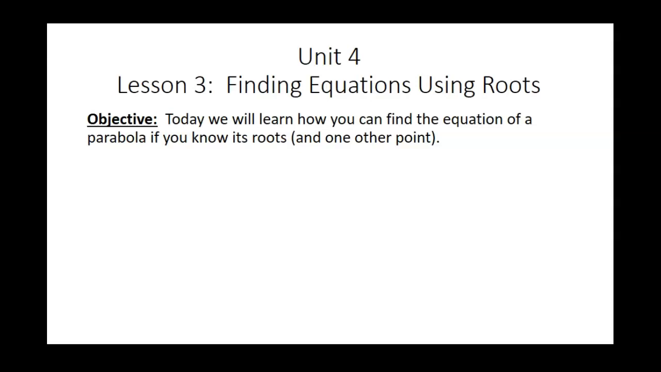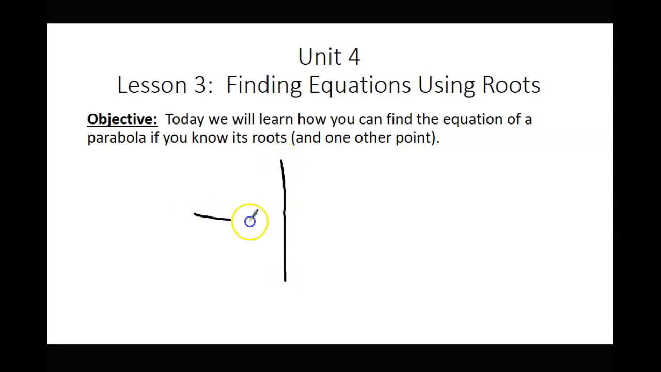So today, here's what we're going to do. You don't need to draw this, but I have a parabola, and it touches the x-axis here and here, and it looks like this. What's the equation of the parabola? And that's what you guys are going to do. You're going to find the equation of a parabola by me giving you the roots.